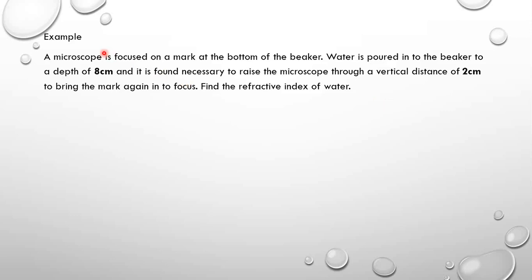So they have given us the depth is 8, so the thickness is going to be 8 centimeters. And then they have also told us that when the water was poured, we had to raise the microscope by 2 centimeters. That means that the displacement is 2 centimeters. You had to raise the microscope through a vertical distance of 2 centimeters, so the displacement caused by the water is 2 centimeters.